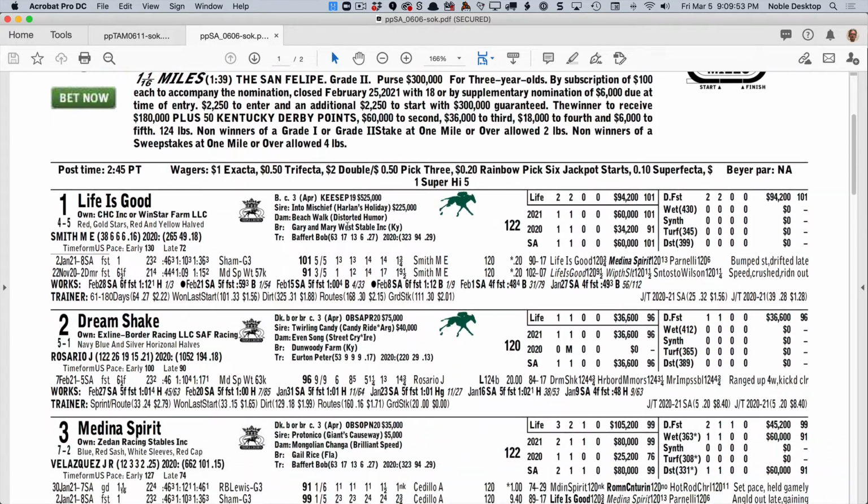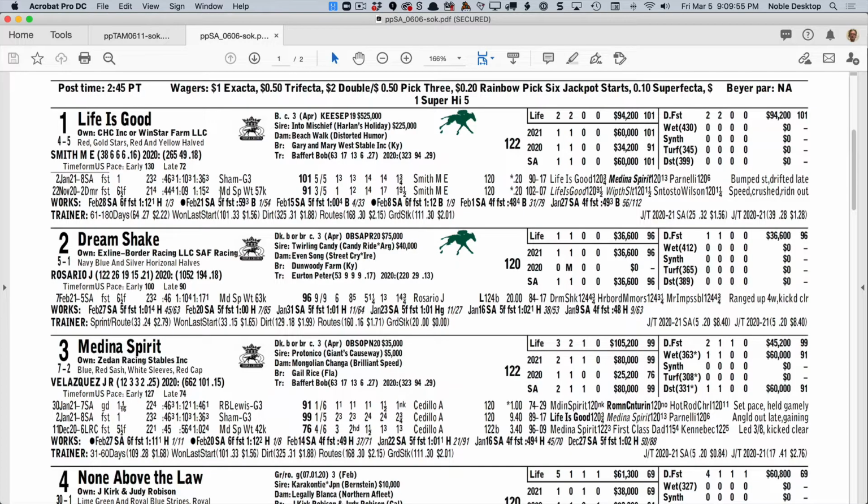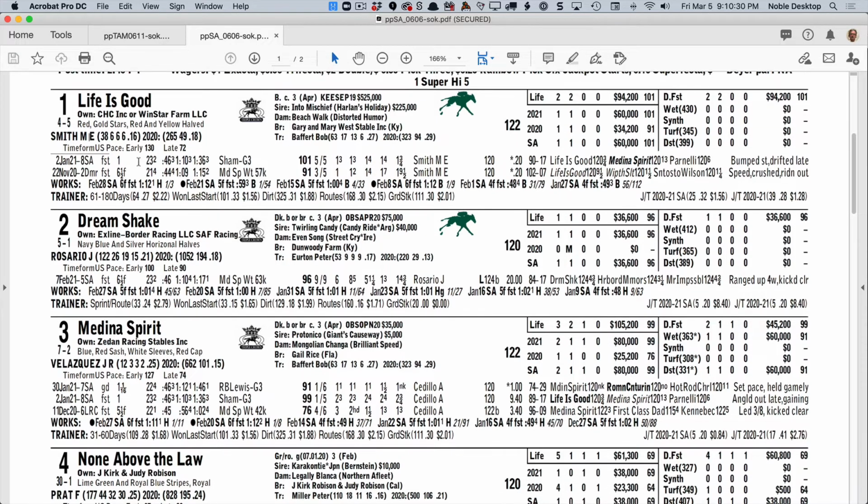Okay, so let's go to the San Felipe and do a quick run through. We can see that Life is Good ran a 101 on January 2nd, which is 2 months ago, and he was the 1-5 favorite. In his first race, he was also the 1-5 favorite, so he's always been a good thing kind of horse. He's 4-5 morning line. I'm not sure if he'll be lower. I would guess he will be, because he just looks like that kind of horse. He's one of these Baffert horses with Mike Smith, same connections as Justify.